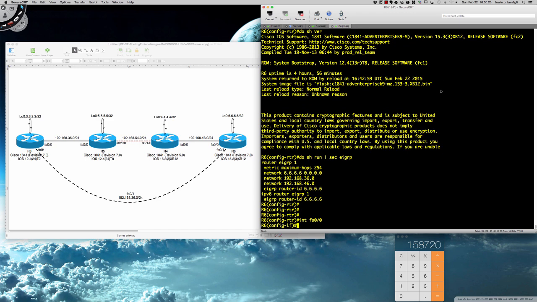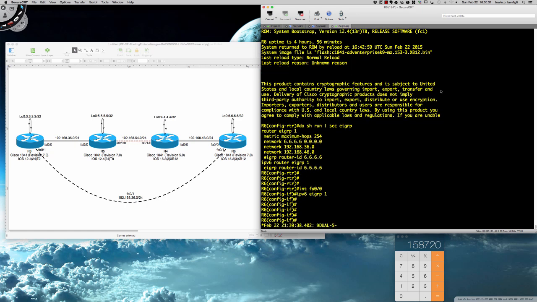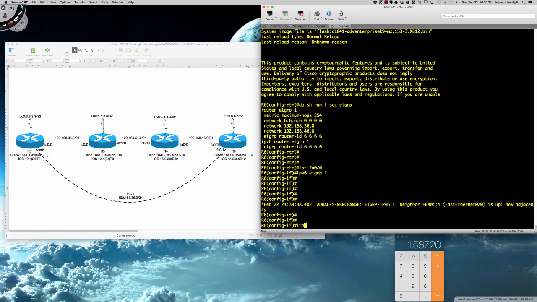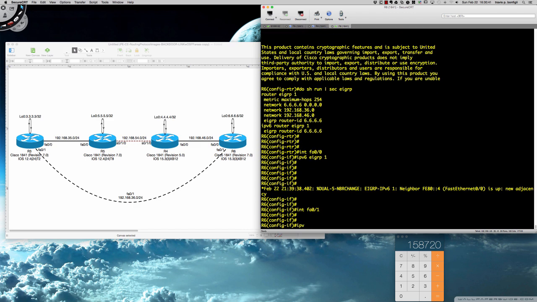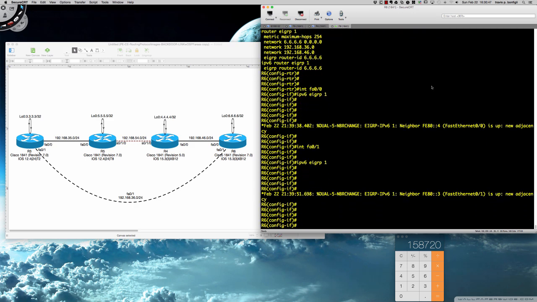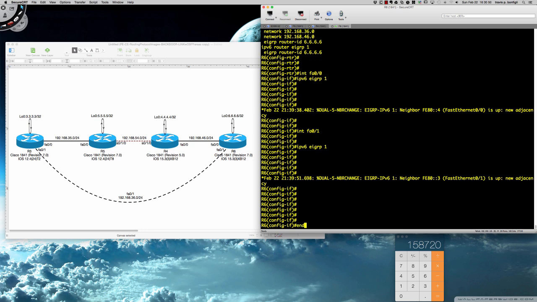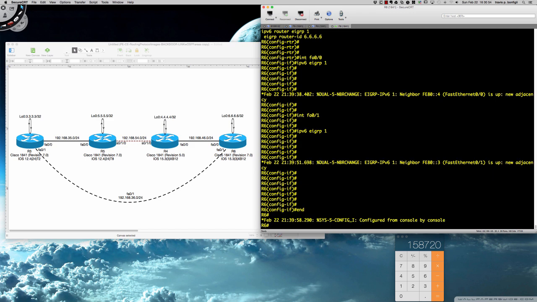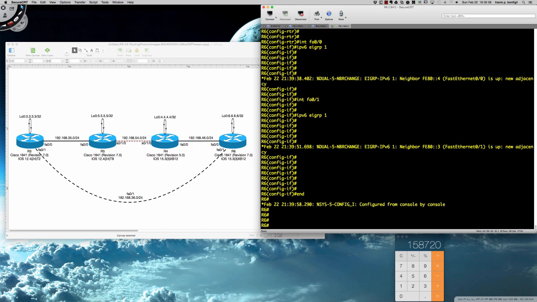We're going to go into interface FA0/0, and I'm going to say IPv6 EIGRP 1. We should have an adjacency pop up here, and there it is. And last but not least, we're going to say interface FA0/1, IPv6 EIGRP 1, and that's it. And then we've got our adjacency pop up here. So now from router 6's perspective, let's run a few of the commands that you're going to see in your text in chapter 7.